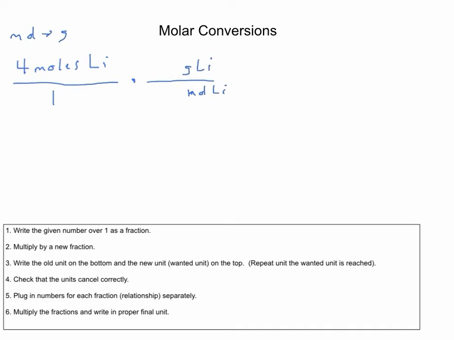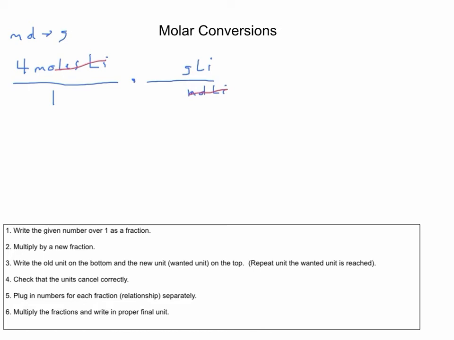Don't forget to put both the unit and what element or compound we're talking about. Knowing what compound we have is going to be very important later on when we do this math with multiple types of compounds at once. So we have 4 moles. Now we have the second fraction, and we have to check if our units cancel. Moles of lithium cancels out with moles of lithium, and we are left with grams of lithium, so that's correct. We now have to plug in numbers for the fraction. So I have a fraction with grams and moles in it.